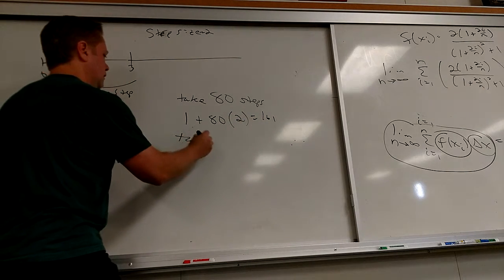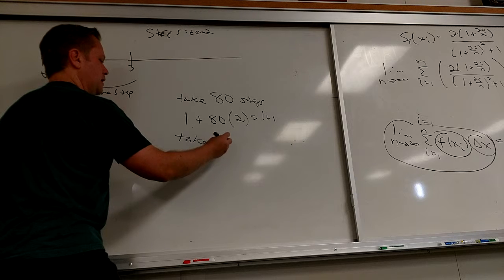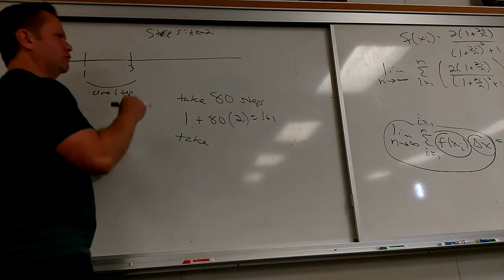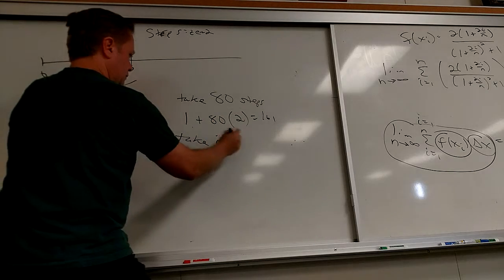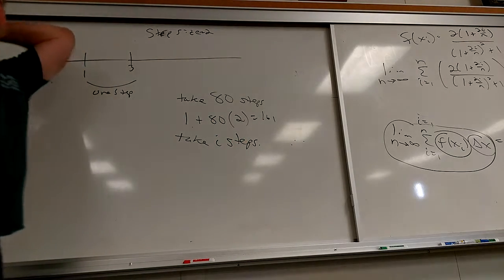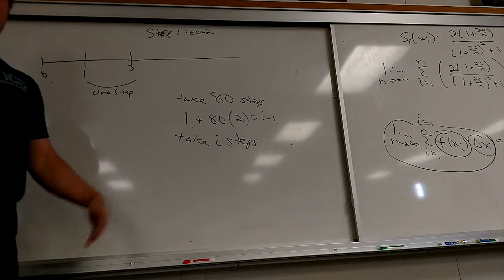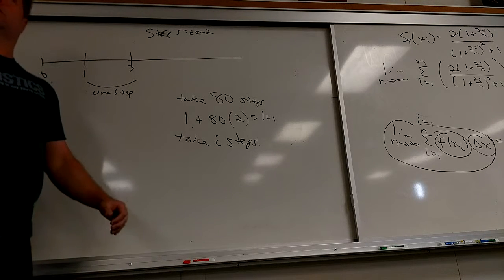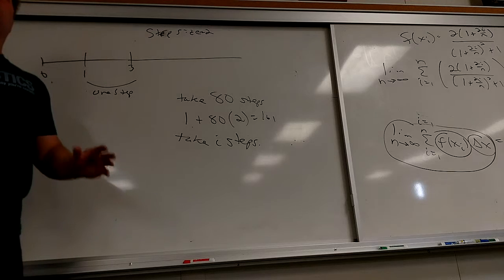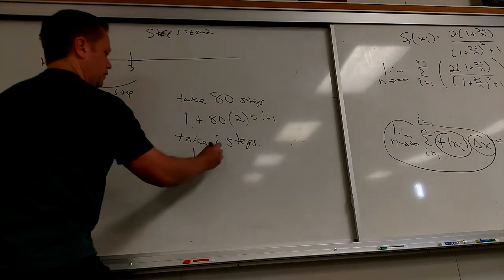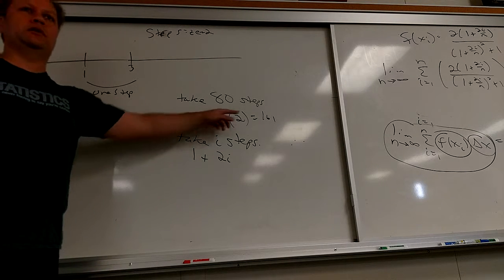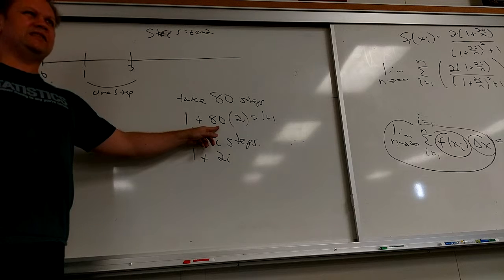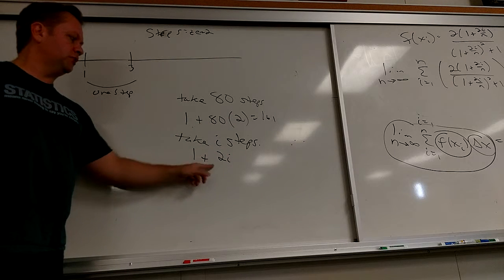What if I take, how do I say this? Trying to make it relate back to you. Let's say I take i steps. Where do I end up? Yeah, 1 plus 2i, right? Because if I would have said take 70 steps, you would have done 1 plus twice 70. 60 steps, 1 plus twice 60. i steps, 1 plus twice i.